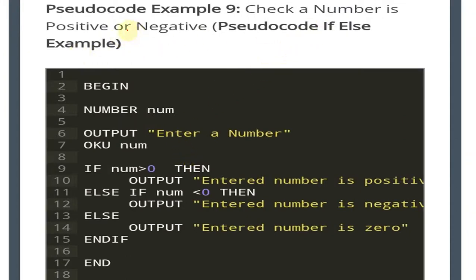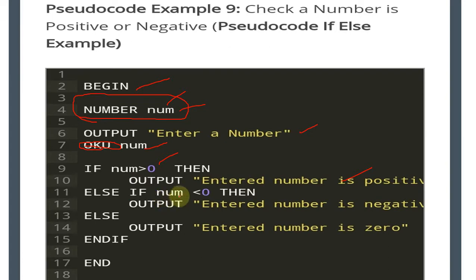So again, you have done this one. Begin. You will take one number, that is num, as your variable. Output "Enter a number". The computer will prompt you to enter a number. Okay, so you will input num. Next, if num is greater than 0, then output "Entered number is positive".